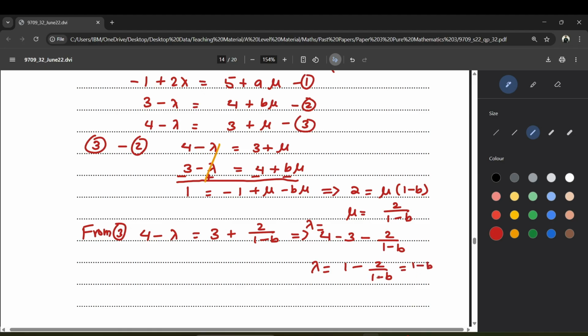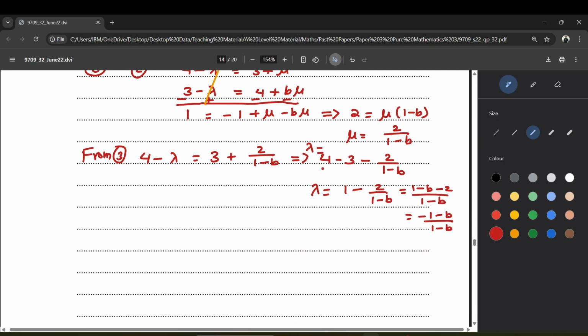So if I multiply 1 minus b over here and at the bottom, we can now combine them. So this will become 1 minus b minus 2 upon 1 minus b. So you'll be ending up with minus 1 minus b over 1 minus b. All right, so that is lambda. Now you have found lambda and mu both in terms of b.